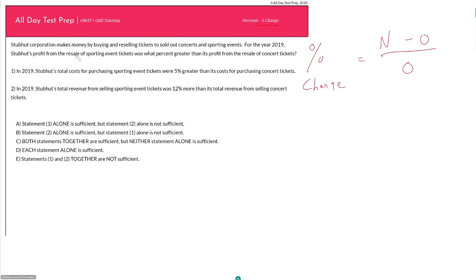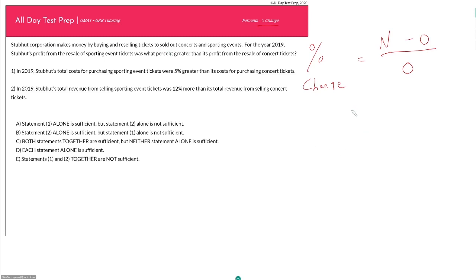In this case, our question says, StubHut Corporation, see what I did there, makes money by buying and reselling tickets to sold-out concerts and sporting events. For the year 2019, StubHut's profit from the resale of sporting event tickets was what percent greater than its profit from the resale of concert tickets?